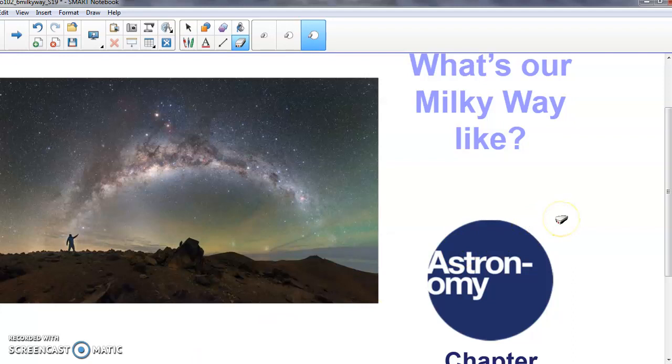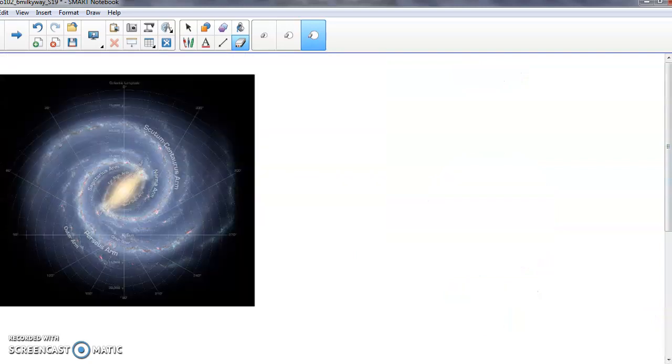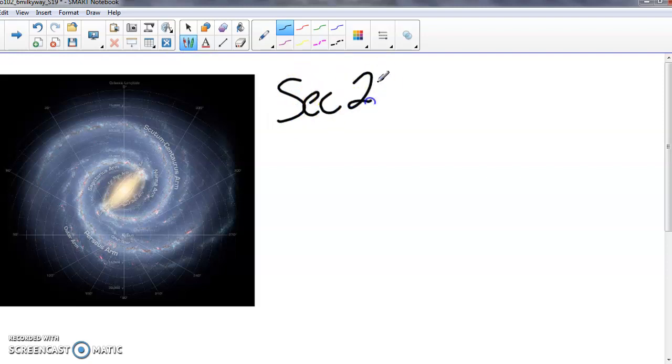So, what's our Milky Way like? We've talked about galaxies, the types of galaxies, spirals, ellipticals. We've talked about dark matter. So now we're going to zoom in on our galaxy just for a bit. This comes from chapter 25 of our OpenStax book. So some things we're going to talk about first is the shape of the Milky Way. This is section 25.1.